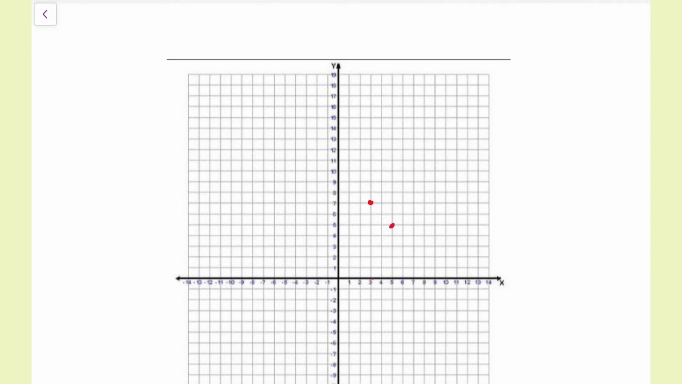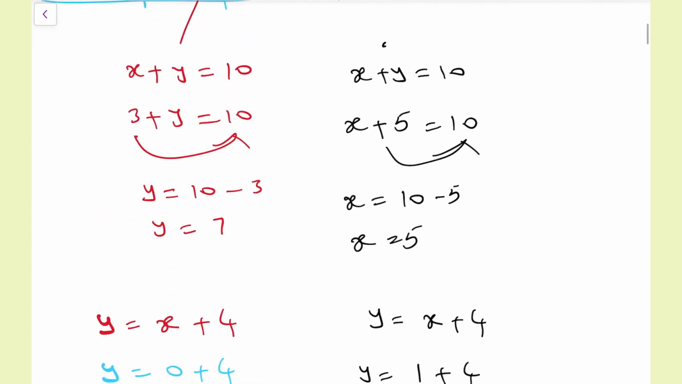These 2 points, if we join with the help of a scale, something will get like this. Then keep arrows for that, compulsory. 2 points you need to join compulsory with the help of a scale only. Remember this.